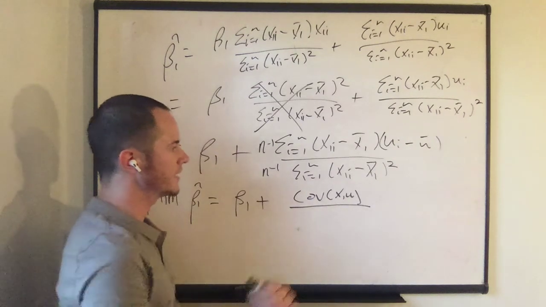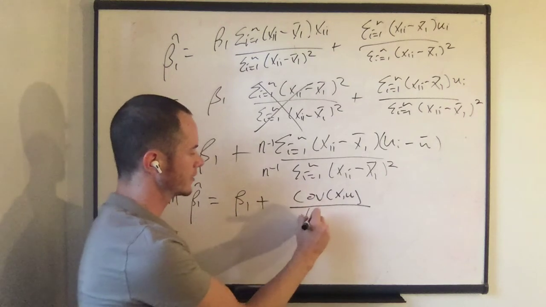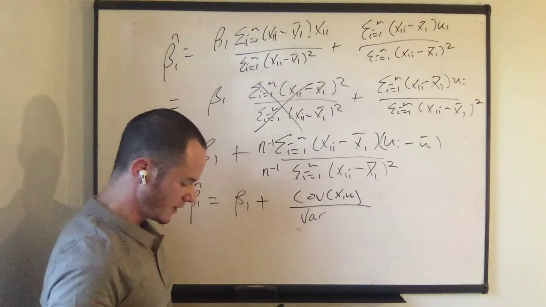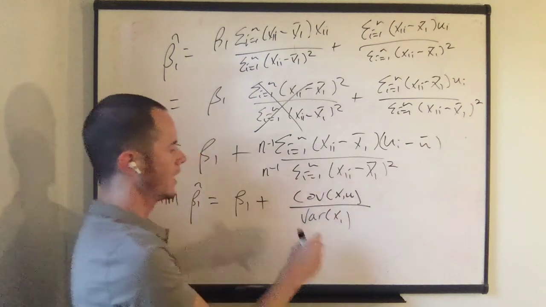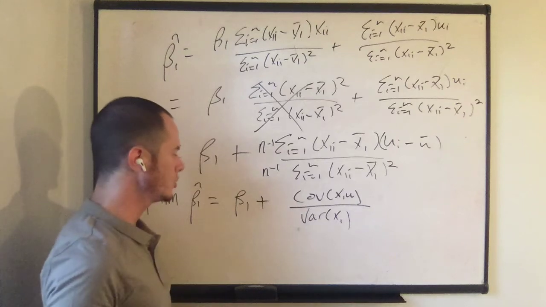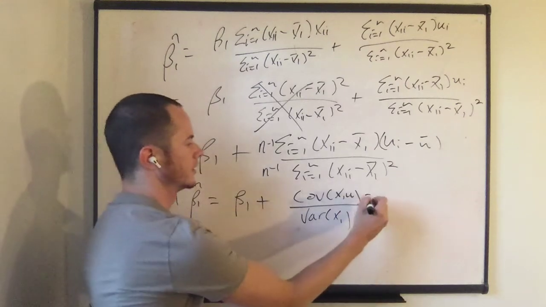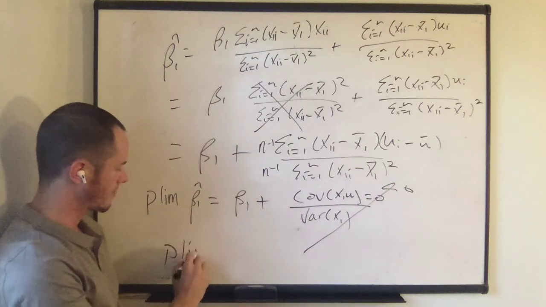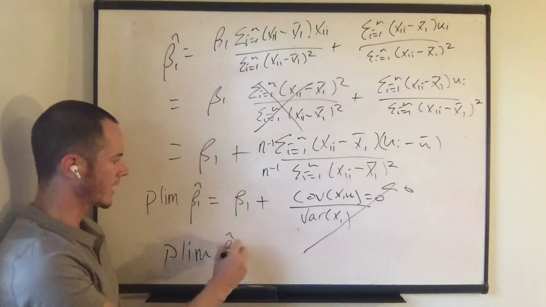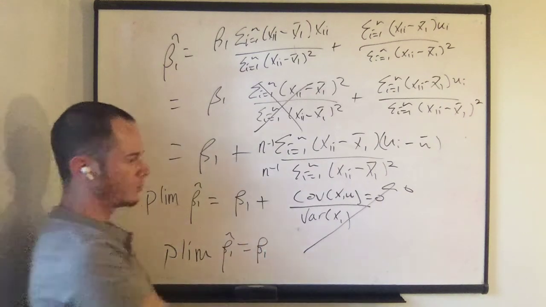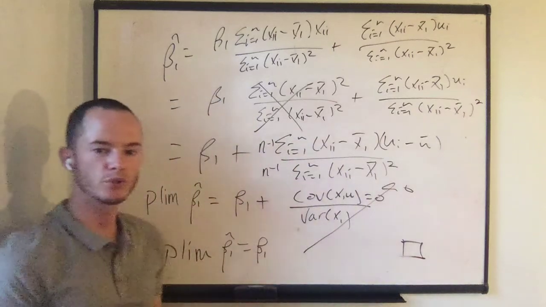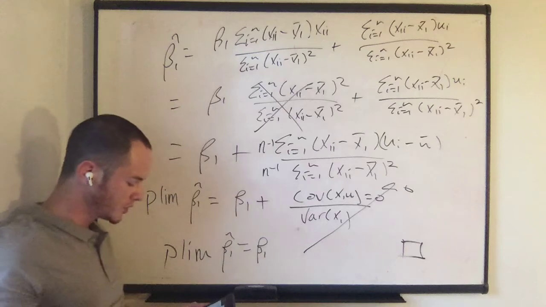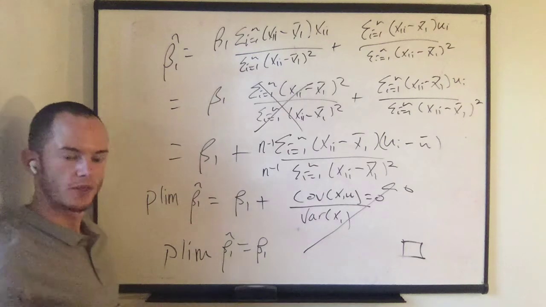Okay, and we have the same for the denominator. This converges to the variance of x1. But the covariance between x and u is 0, right? That equals 0, so this term goes to 0, and the probability limit, the plim of beta 1 hat, is equal to beta 1, which is what we wanted to show. Proof concluded. Fabulous. So we used the multiple linear regression assumptions 1 through 4.